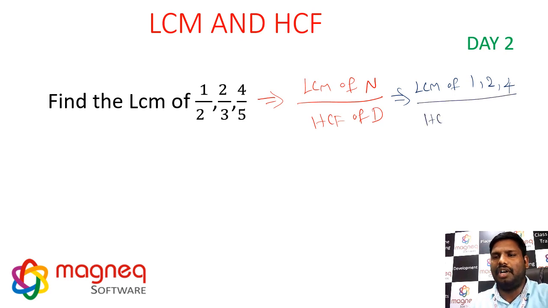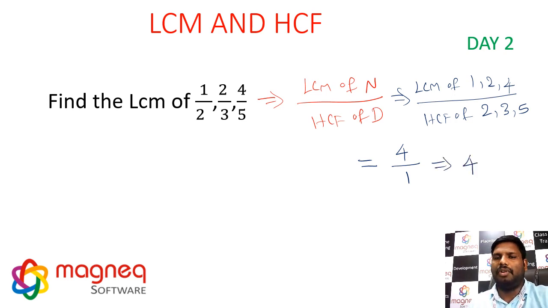HCF of denominators, HCF of 2, 3 and 5. So LCM of 1, 2, 4 by HCF of 2, 3, 5. All are prime numbers, so 1. Answer 4. LCM of 1 by 2, 2 by 3 and 4 by 5 is 4.